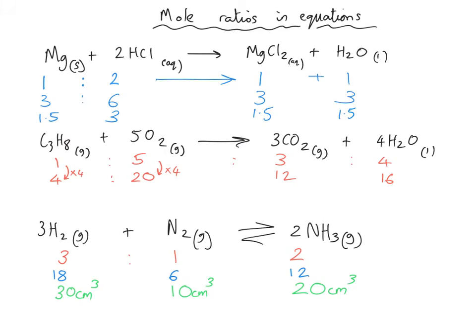And so it doesn't matter what we change the numbers to. We could have 72 cubic centimetres of hydrogen. What we need to do is divide that number by 3 to match the stoichiometry, the mole ratio, and that would react with 24 cubic centimetres of nitrogen, and it would produce 48 cubic centimetres of ammonia.